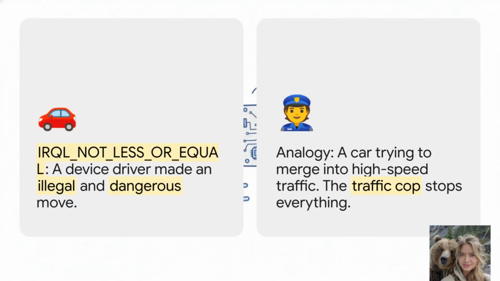Now here's another one that sounds way more complicated than it is. IRQL, not less or equal. Forget the name. Just imagine a device driver, let's say for your graphics card, is like a car trying to illegally cut into high-speed traffic. Your PC's core, the kernel, is the traffic cop. It sees this car about to cause a massive pileup, so it blows the whistle and stops everything. This error almost always means a bad or outdated driver is breaking the rules.